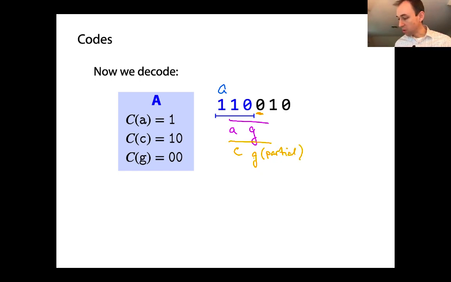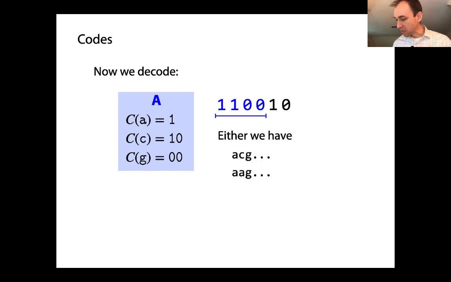So I still don't know what to put next, right? I still don't know what to put here. It's either an A or a C. I have to keep going to figure that out. Okay, so let's keep going. So now I get up to here, and I still have possibilities, because either I have A, C, G, and I haven't yet seen the second 0, or I have A, G. So I have to keep going.